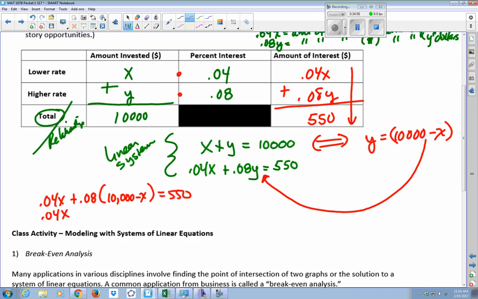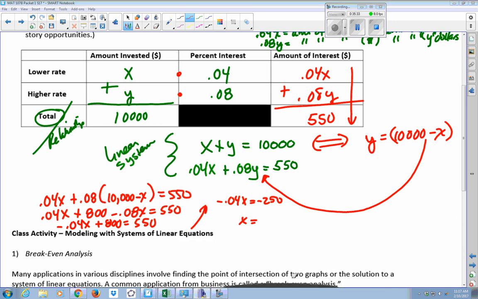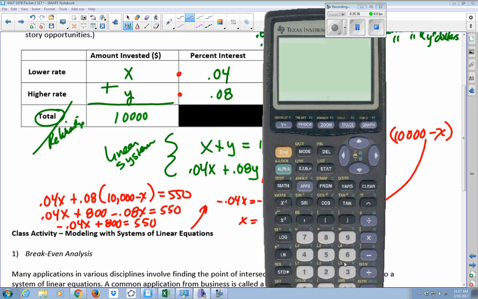So 0.04x plus 800 minus 0.08x equals 550. Negative 0.04x plus 800 equals 550. I'll scoot up here. Negative 0.04x equals negative 250. X equals $62.50 if I divide both sides by negative 0.04. Nobody's gotten that far? All right, let's try it. This thing is just so big these days. Whoa. So let's turn it on. Clear it out.